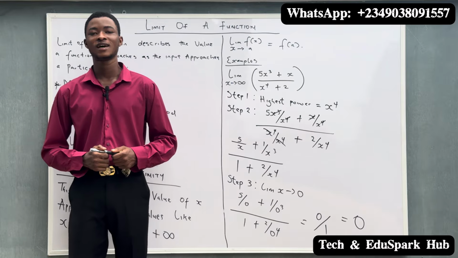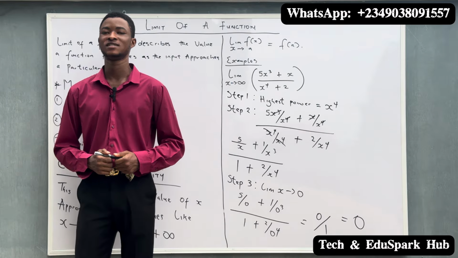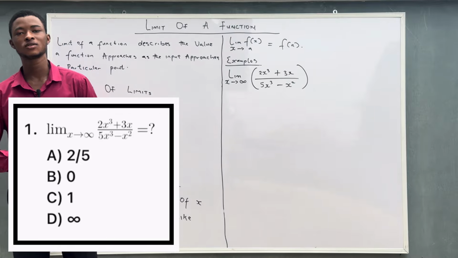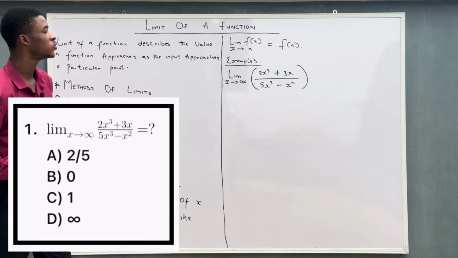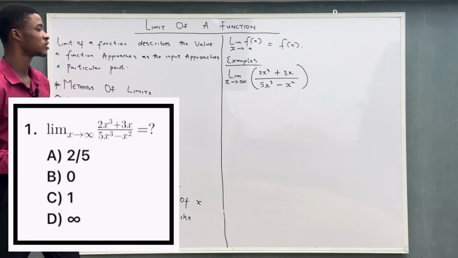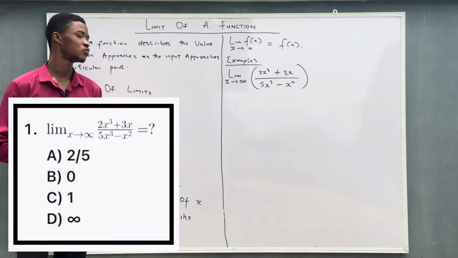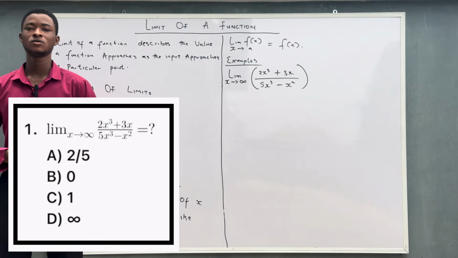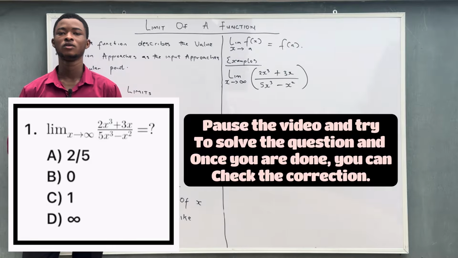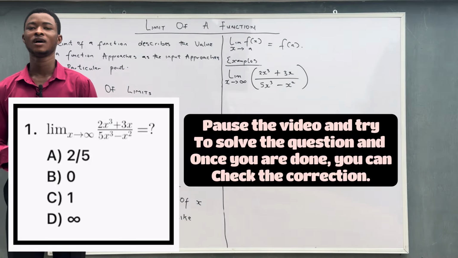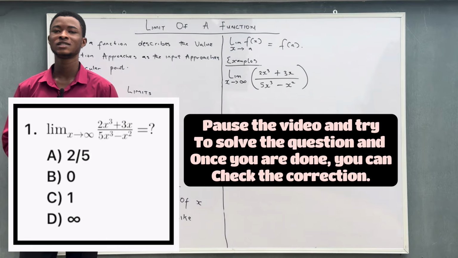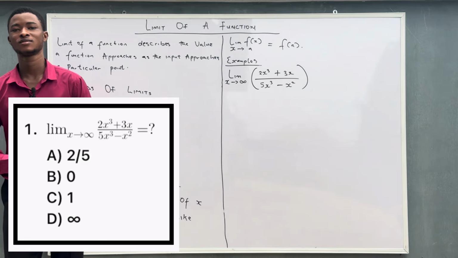So let's look at the last example on the limit to infinity. And moving to the last question as displayed on the screen, the question says, find the limit of 2x cubed plus 3x divided by 5x cubed minus x squared as x tends to infinity. So can you try to pause this video and solve this question? And once you are done solving, you can resume playing the video, and once I solve it, you see if you are right or wrong. So pause this video now and give it a go.